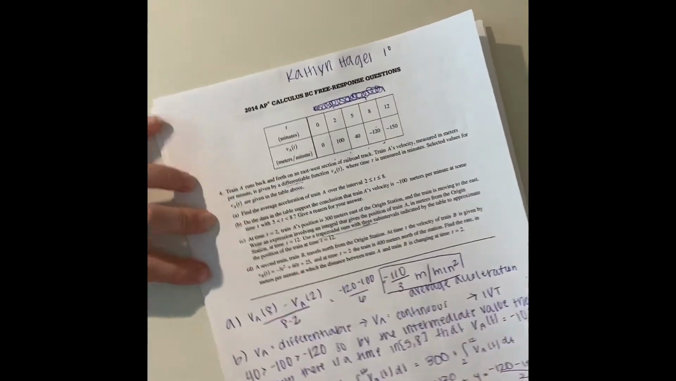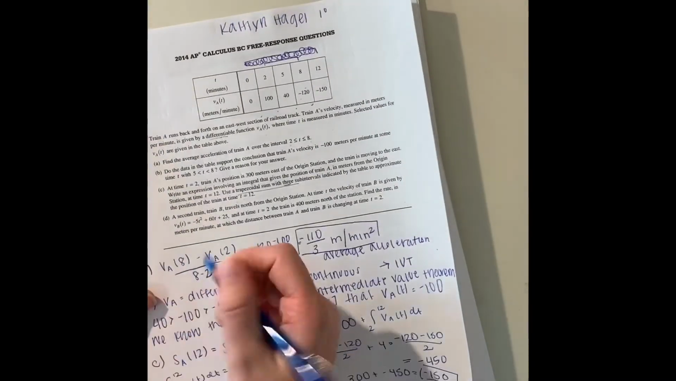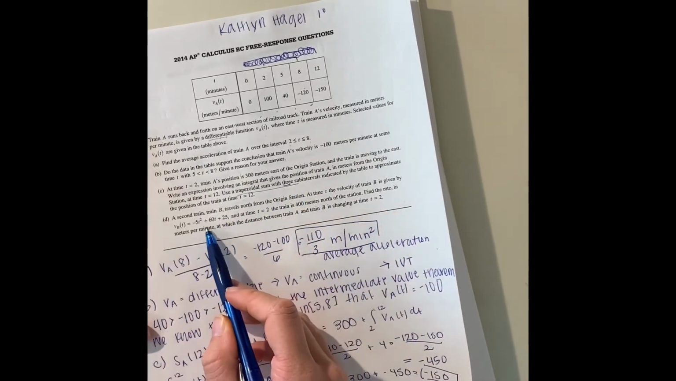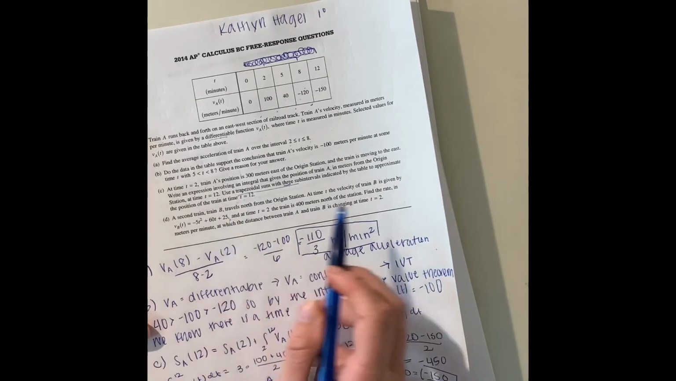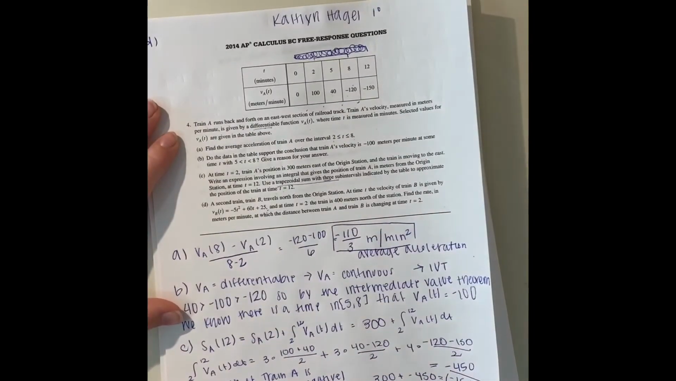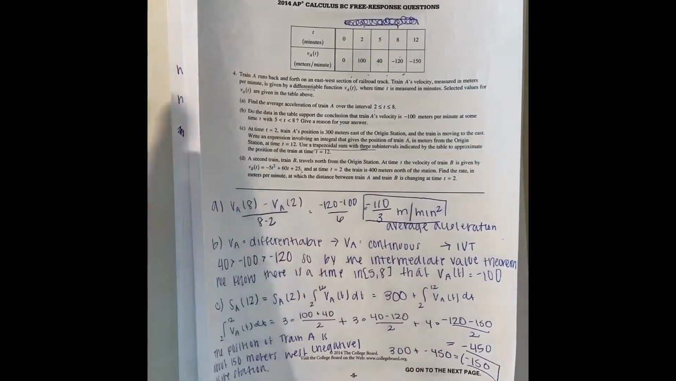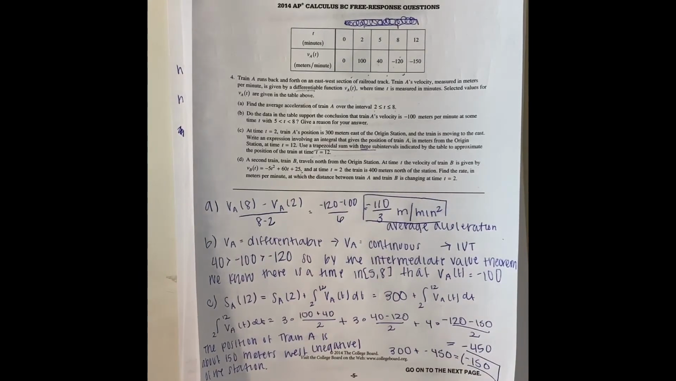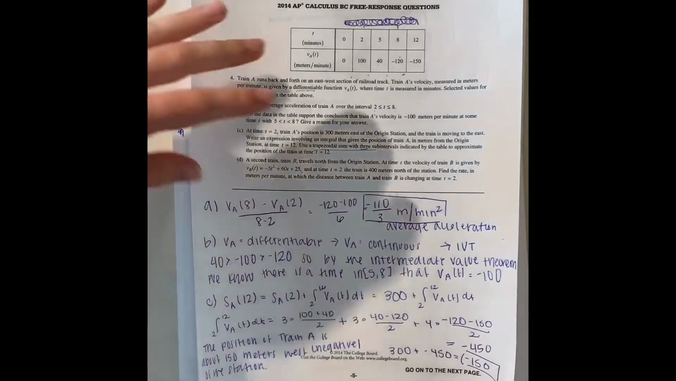And then for part D, let's read the question. A second train, train B, travels north from the origin station. The velocity of train B is given here. Find the rate in meters per minute at which the distance between train A and train B is changing at time t equals 2. In order to do this, we're going to use the Pythagorean theorem and solve it using implicit differentiation. It's pretty basic math, so I'll just solve it quickly.